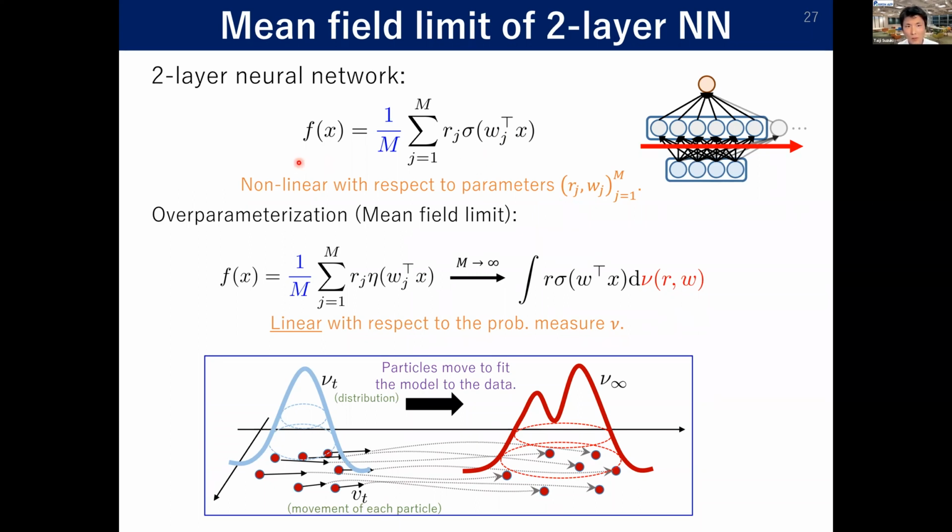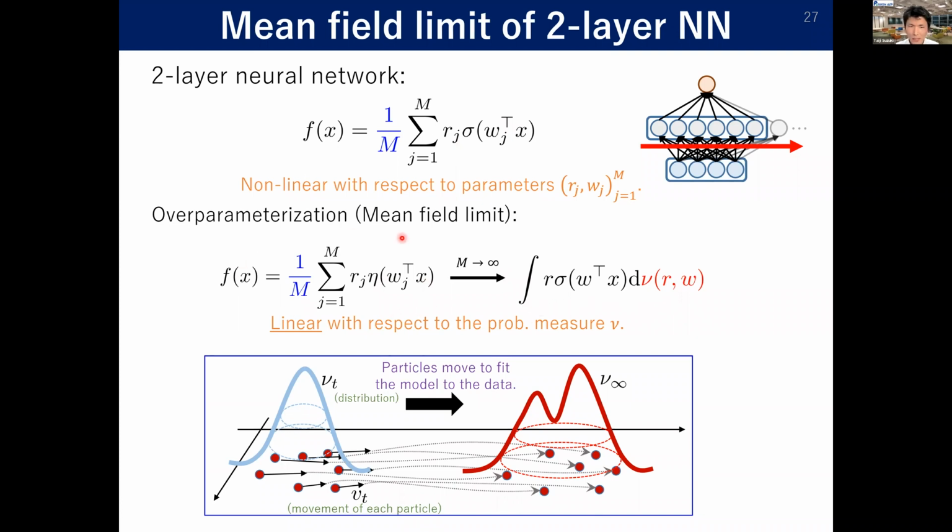So the two-layer neural network in the mean field regime can be seen as the average of the outputs from all neurons. But the problem is that this is nonlinear with respect to the parameters R_j and W_j, so the optimization is basically difficult. But here we take the limit of infinite width, so we take m to infinity. Then this finite sum converges to an integral representation, where nu is some distribution on the parameters R and W, the first and second layer parameters. Sorry, this eta should be sigma, but anyway, we have this integral representation.